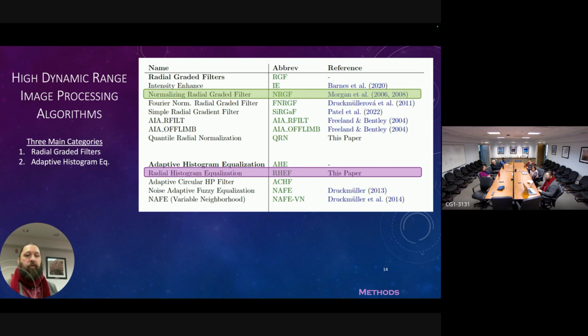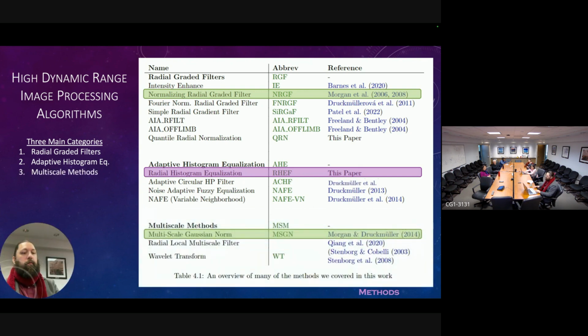Adaptive circular high pass filter, I'm not sure that it is radial or not. It seems like it because it's got the word circular in it, but the noise adaptive fuzzy equalization and the variable neighborhood version of that don't inherently take care of the radial, I don't think. Okay. Now, it turns out that a lot of these methods do address that issue, even if that's not their approach. So multiscale Gaussian is really good at pulling out coronal features, even though it's not directly aware that it's pulling out the coronal.